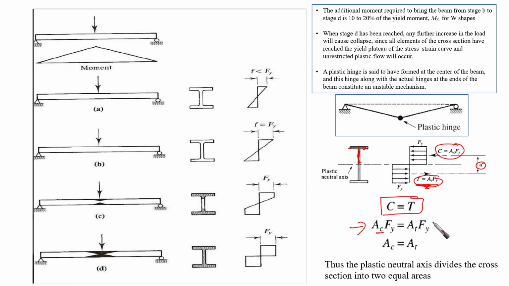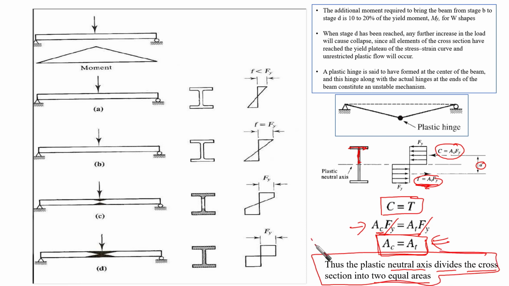And as we know that F yield here and here, they are going to cancel out because it's the same entity. Then we are going to find at the end that the area under compression must equal the area under tension. The area under compression must equal the area under tension. Thus, the plastic neutral axis divides the cross section into two equal areas. This is a very important concept for the plastic moment development.